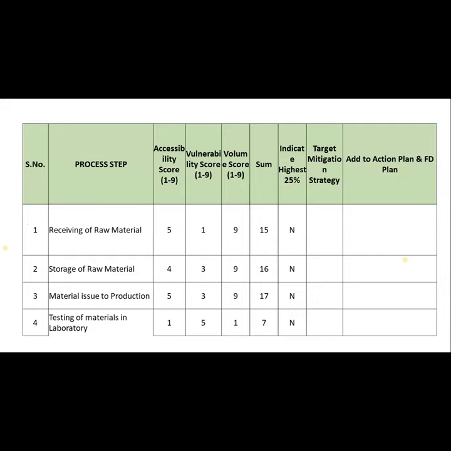Similarly, the master recipe should be stored in a system with cyber security. Otherwise, anyone can access our master data. In such a way, we decide the score by adding these three factors: accessibility, vulnerability, and volume score. And if this score comes to a specified number, like 20 or 25, then we target a mitigation strategy.